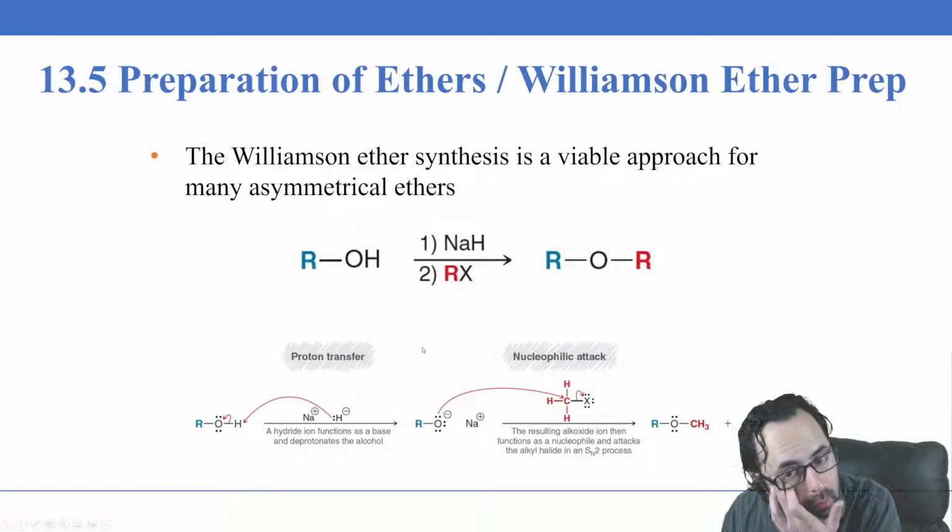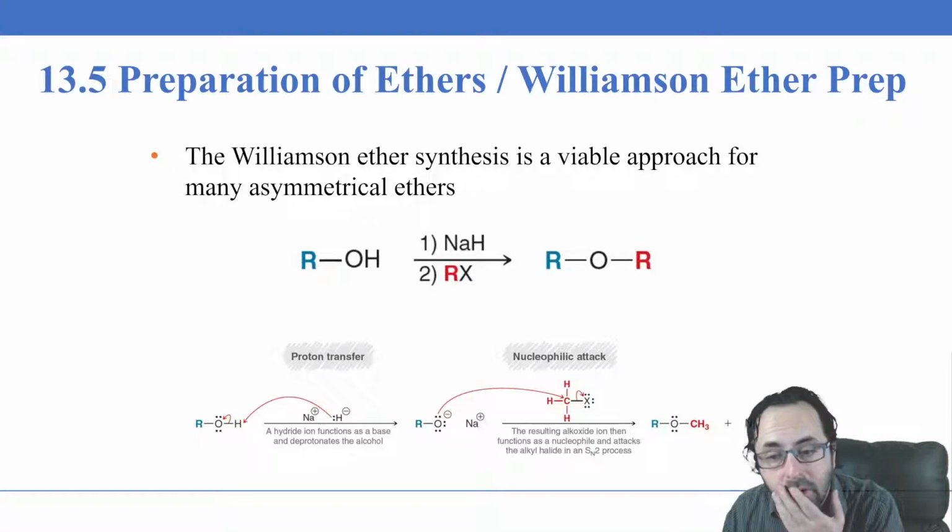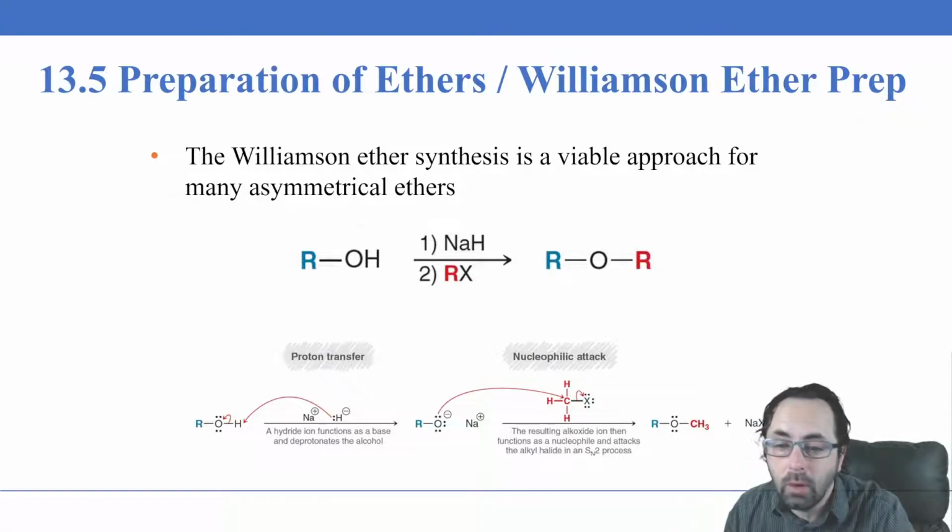Now, a superior way, though, of preparing an ether actually is the Williamson ether synthesis. And what this involves is deprotonating the alcohol first, making it a better nucleophile, and then reacting with an alkyl halide. Of course, the halogen will be a much better leaving group than even the water that we saw last time. Halide ions are great leaving groups.